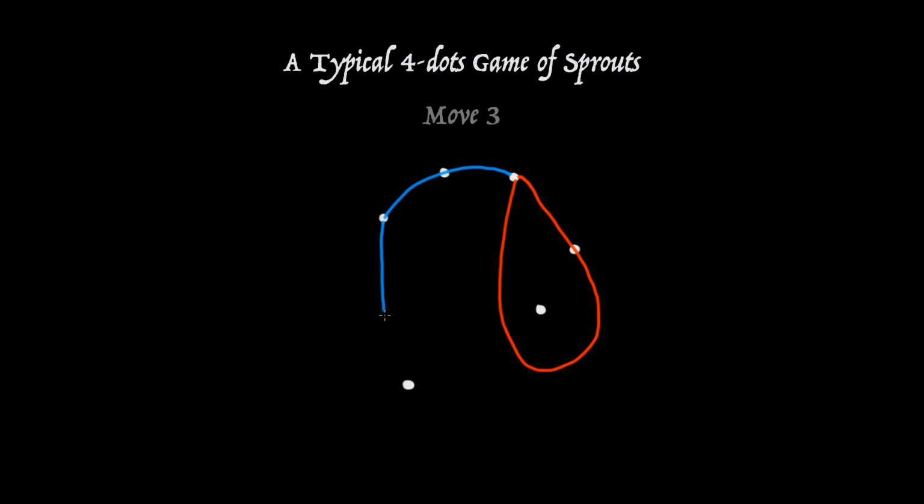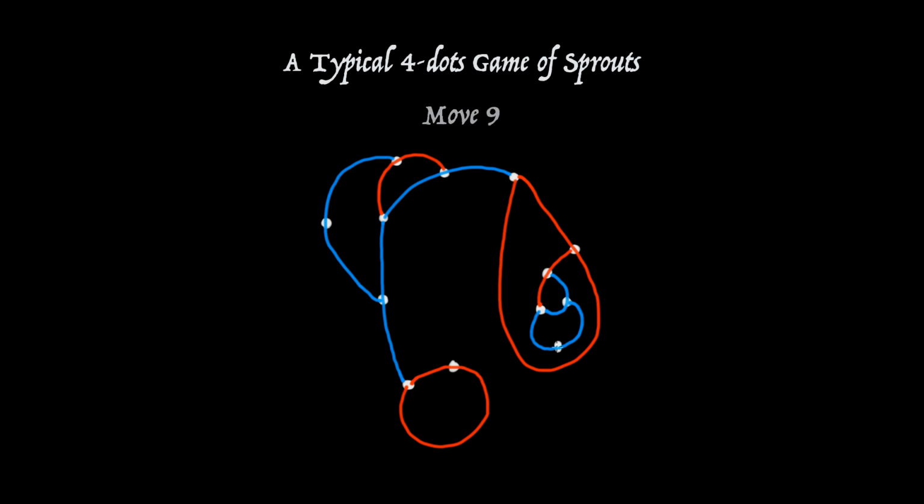So, to give context to the first question we're going to investigate about Sprouts, let's first watch a typical game unfold. Now, this one starts with 4 dots, and we concentrate on the total number of moves made in the game. So there's the last legal move, red wins, that's move 10. So this particular 4-dot game of Sprouts had 10 moves.